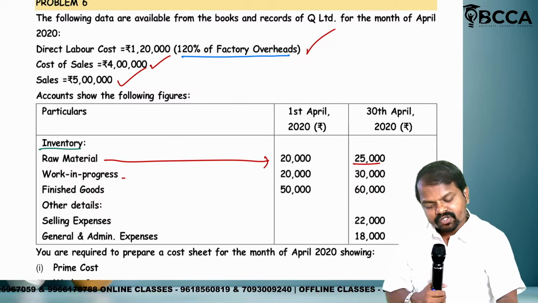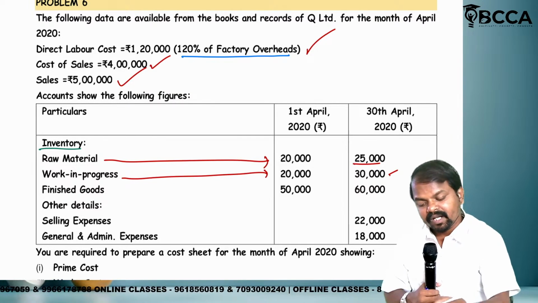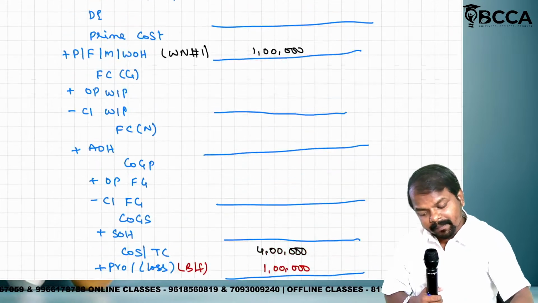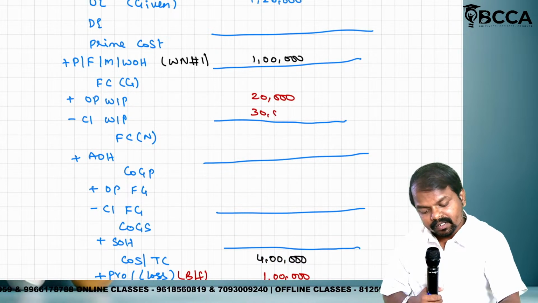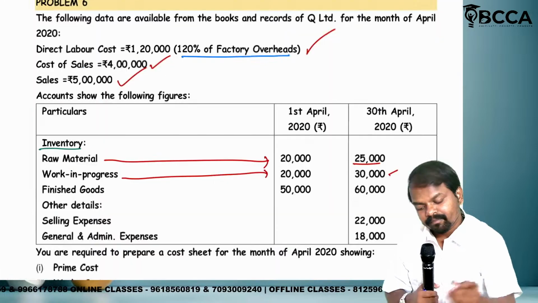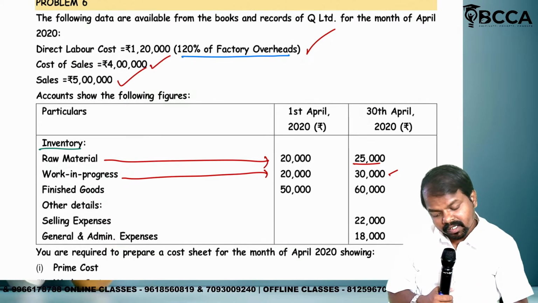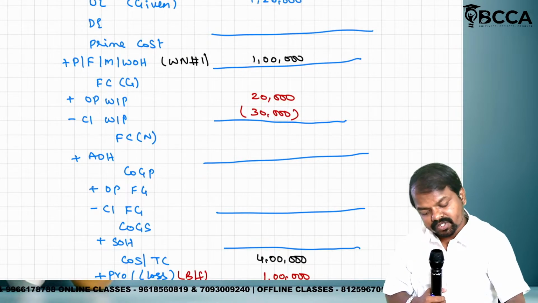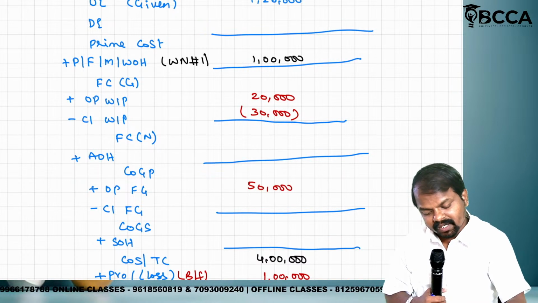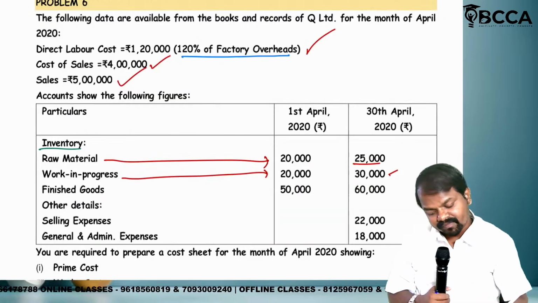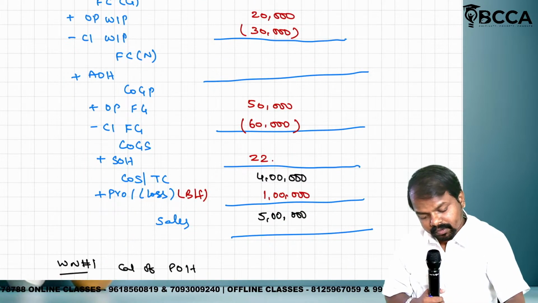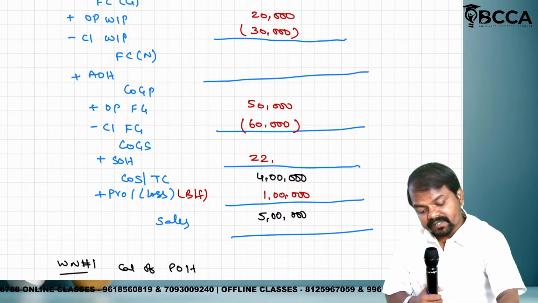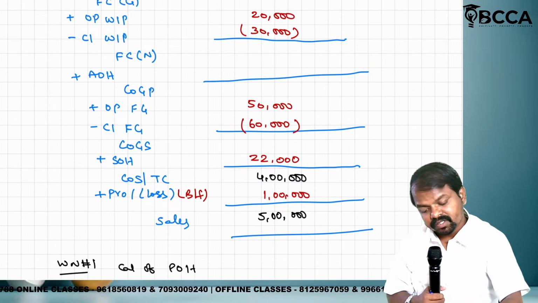Correct? Next, opening stock of WIP, closing stock of WIP. How much is opening stock of WIP? 20,000. Closing stock of WIP? 30,000. Next, opening stock of finished goods is given. How much? 50,000. Closing stock of finished goods is given, 60,000. Correct. Next, selling expense is given. How much? 22,000. Admin expense is given. How much? 18,000.